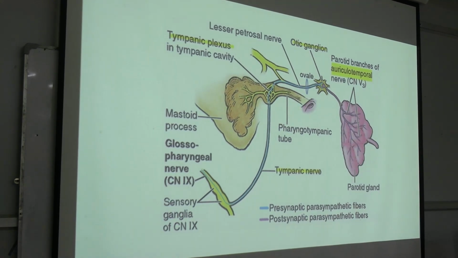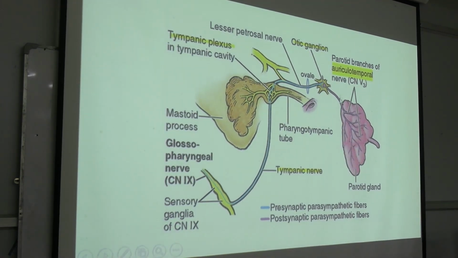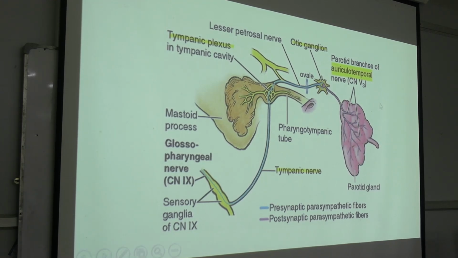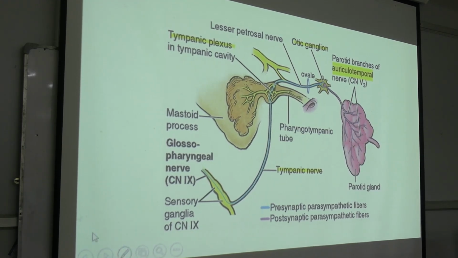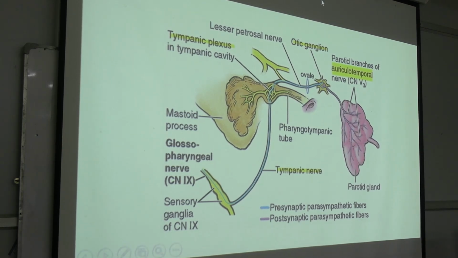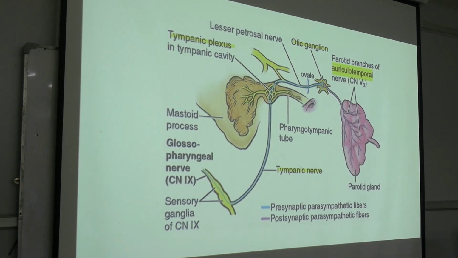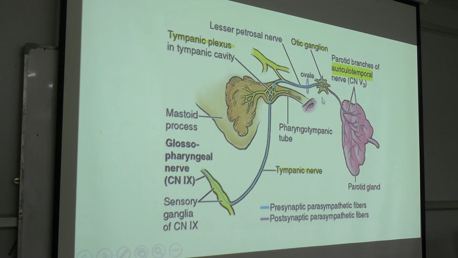So this is a summary. We call it the auriculotemporal nerve, which carries the fibers leading to this gland. The secretomotor supply comes from cranial nerve number 9, the glossopharyngeal, through a branch we call the tympanic branch, which makes a plexus in the middle ear. Then it gives a twig known as the lesser petrosal nerve, which relates to a ganglion we call the otic ganglion. Then the postganglionic fiber comes over here.